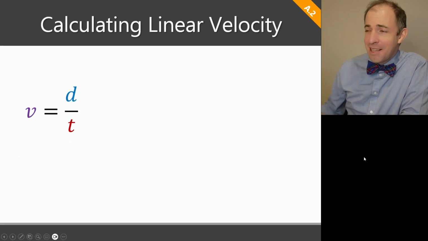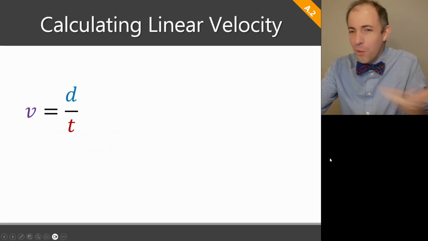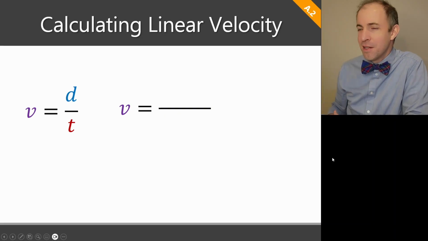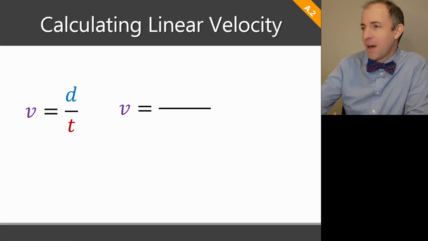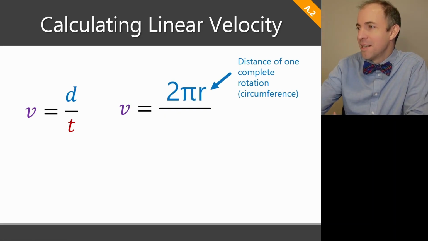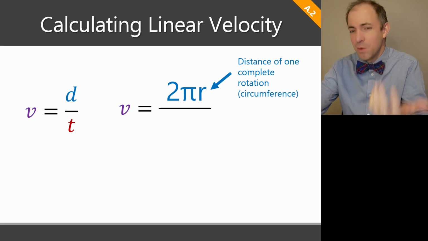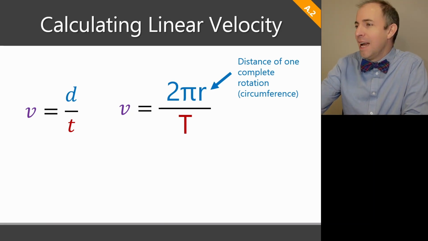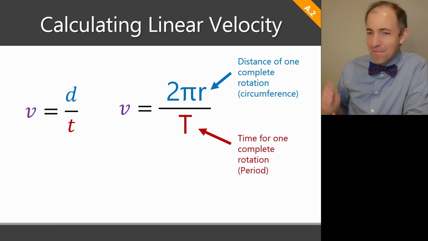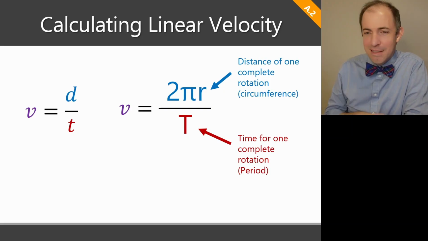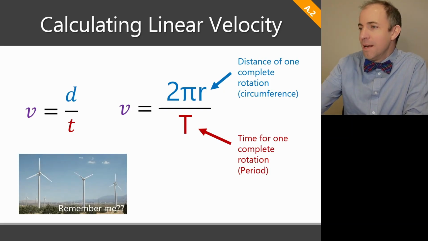We can calculate that linear velocity. The official equation is the one that we kind of derived together there for the wind turbine. It's a distance divided by a time, where the distance is the complete revolution, this one circumference, 2 pi r, and the time is a special physics quantity called the period, the time for one revolution.